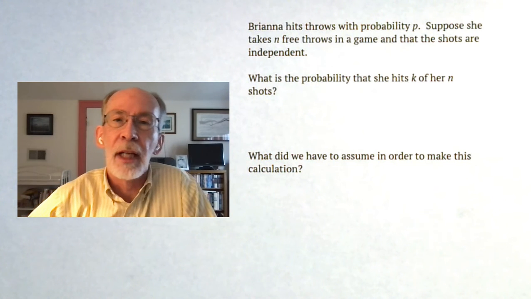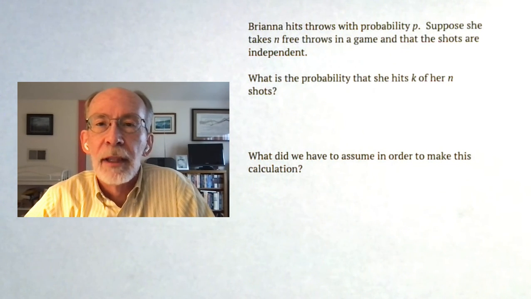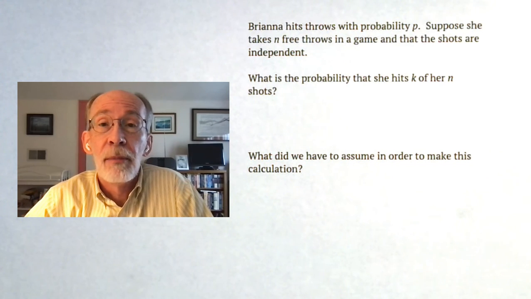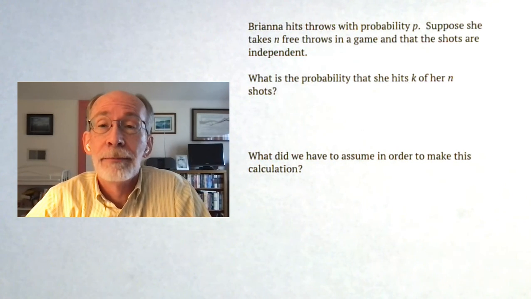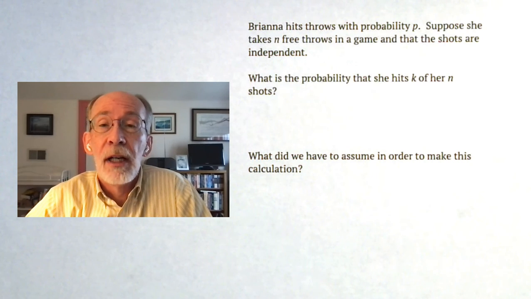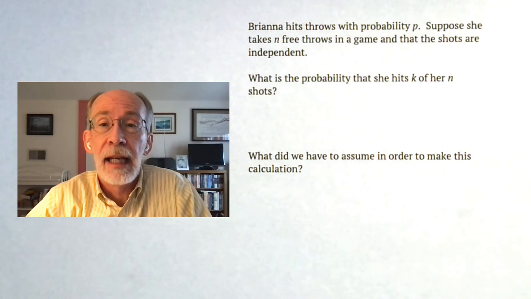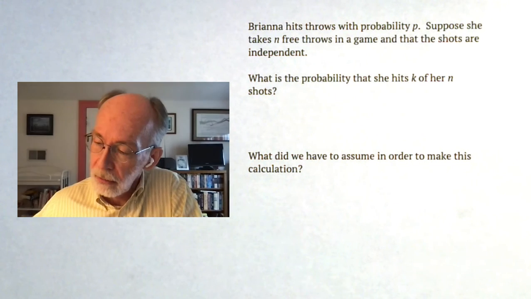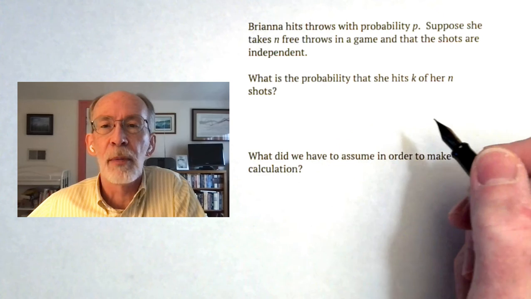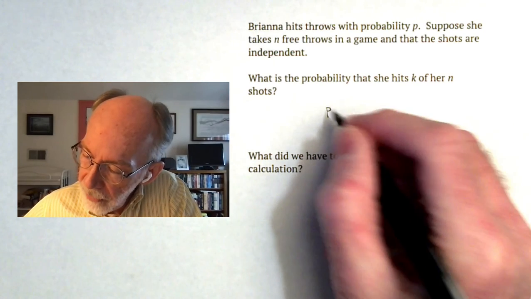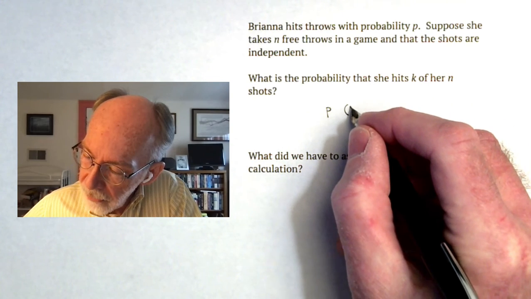Let's see whether we can generalize this result and find ourselves some sort of formula. So suppose she hits free throws with probability P, and suppose she takes N free throws in a game and that the shots are independent. What's the probability that she hits K of her N shots? Well, first let's figure out the probability of any one of the outcomes that would involve making K of the N shots. So she makes shots with probability P, and she misses them with probability 1 minus P.